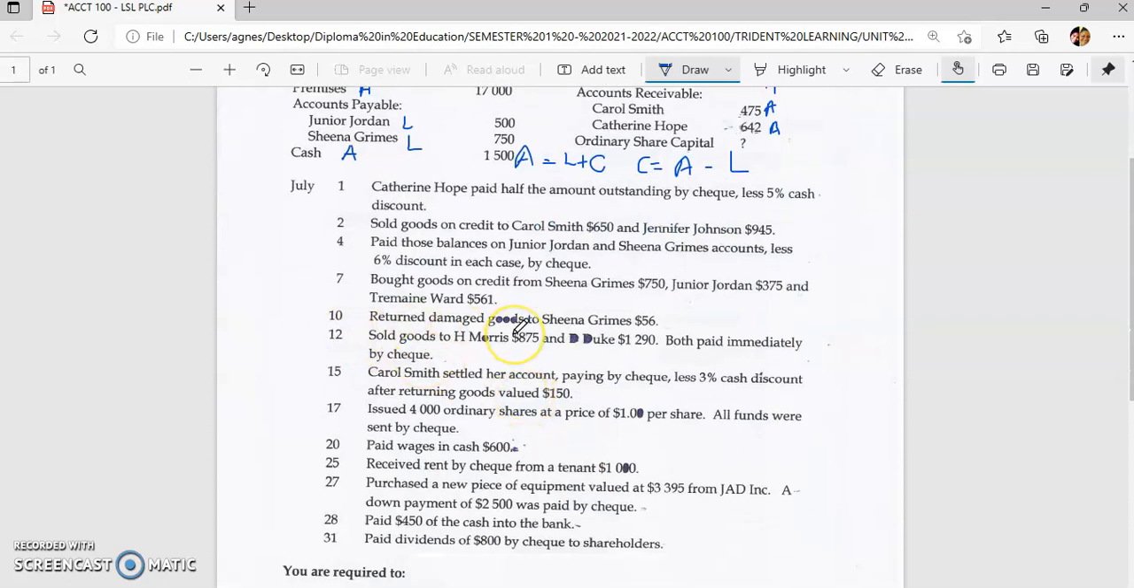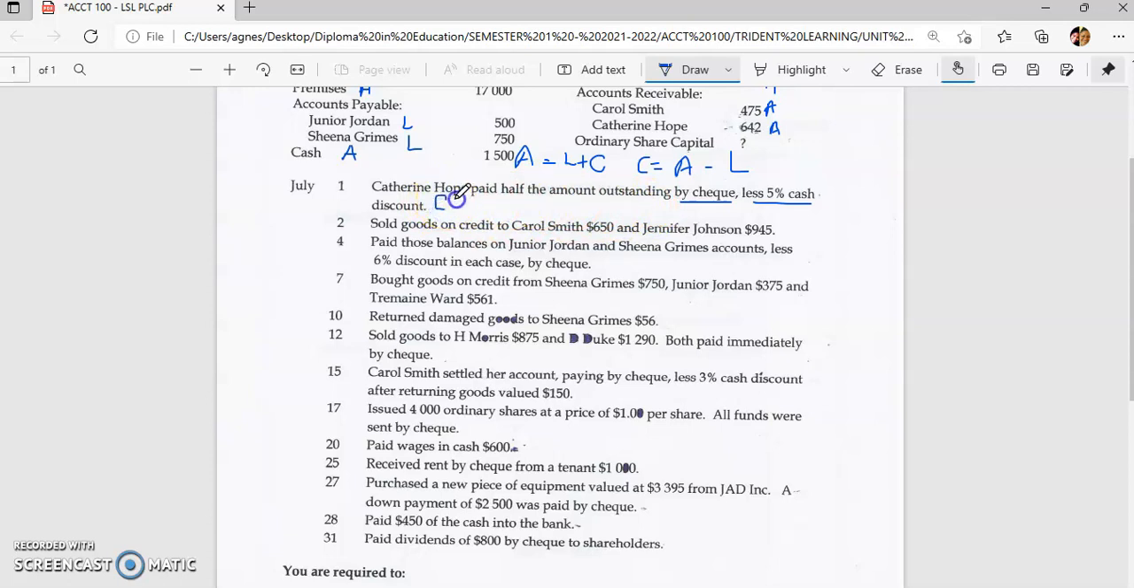So we have some transactions here, and we're going to go through these transactions, and we're going to look to see which book of original entry we would journalize these transactions in, which is the first stage in our accounting cycle. So on July 1st, Catherine Hope paid half the amount outstanding by check. So she's paying by check, and she's getting a 5% cash discount. You're reminded that a cash discount is recorded in the cash book. She is paying by check, so therefore this is a cash transaction.